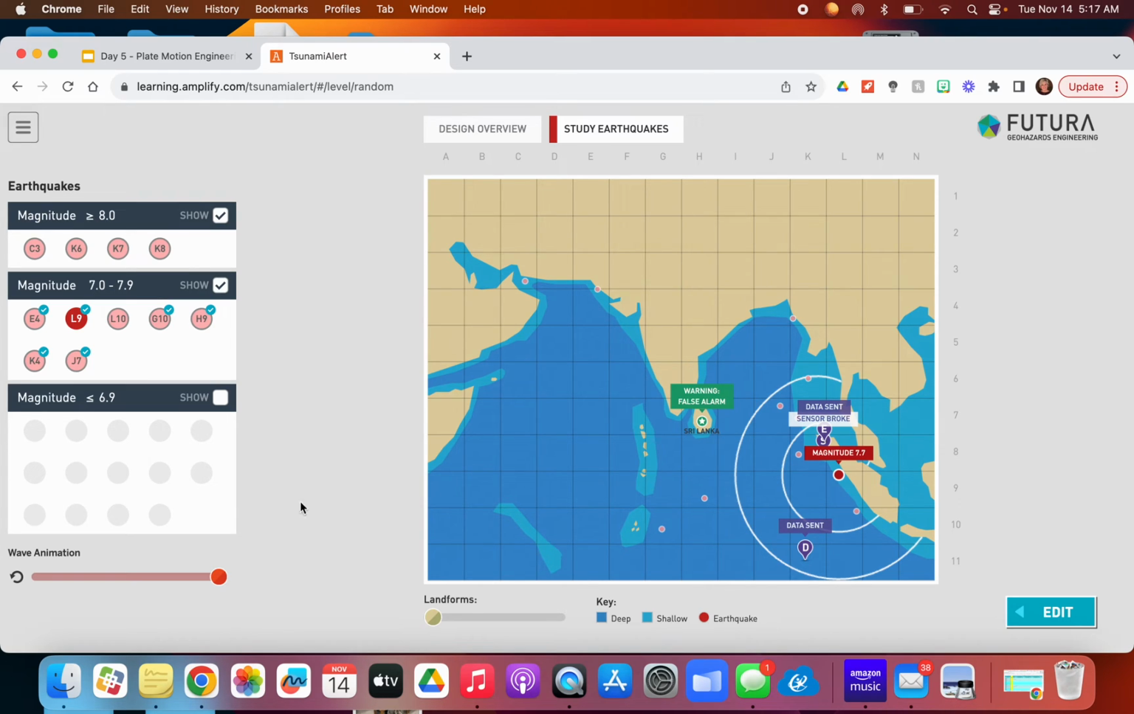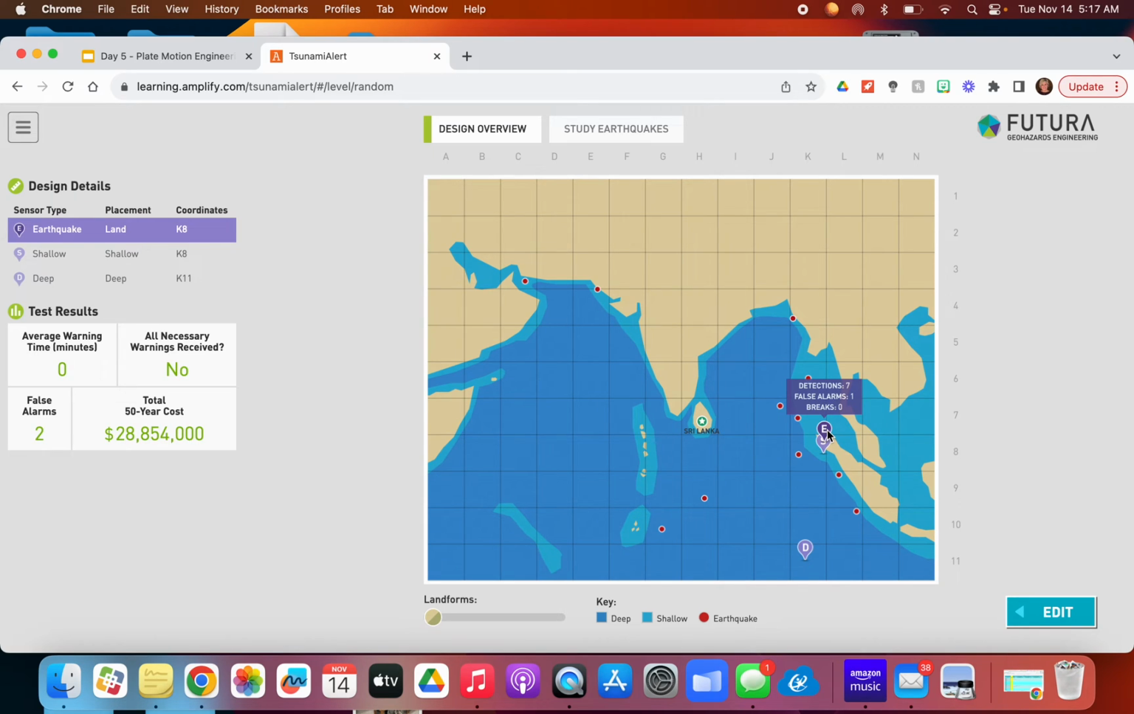Okay, that's good information. Also, I can see that my sensor broke. If I click on each one of these tabs, it will tell me exactly what happened. So this earthquake had 7 detections in 50 years, and it had 1 false alarm, 0 breaks. In 50 years, the shallow had 4 detections, 1 false alarm, and 3 breaks. Now, I know the shallow is not my most expensive one, but when I have 3 breaks, that's going to increase my cost. So that tells me right there that that 50-year cost is really higher than what it needs to be. So I know I can actually bring that down.